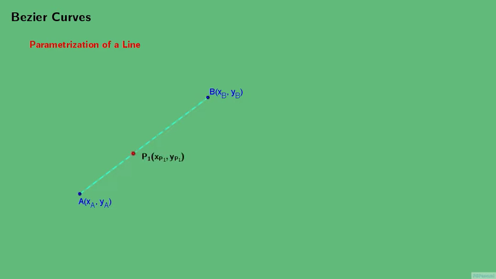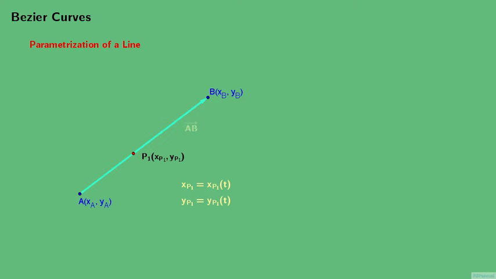Take a generic point P sub 1 that lies on this line segment. We will generate a parametrization for the coordinates of P sub 1. By parametrization, we mean that x sub P sub 1 and y sub P sub 1 will be functions of a parameter t.